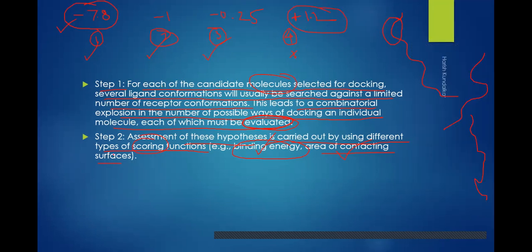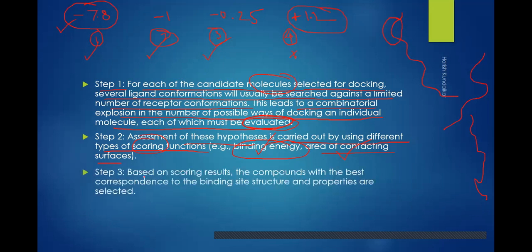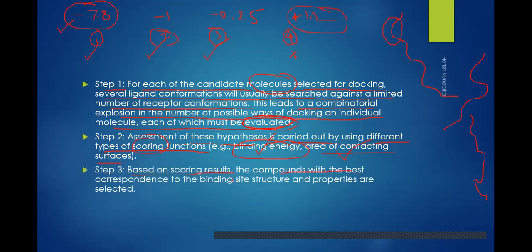All right. Then step number three. Based on the scoring results, the compound that best corresponds to the binding site structure and properties is selected. So in this case, we know that minus 7.8 is the best binding. So what we'll do, we'll take up this molecule further for hit modification, hit to lead modification, and then lead optimization. Okay, so this is the importance of scoring results or scoring functions in docking.